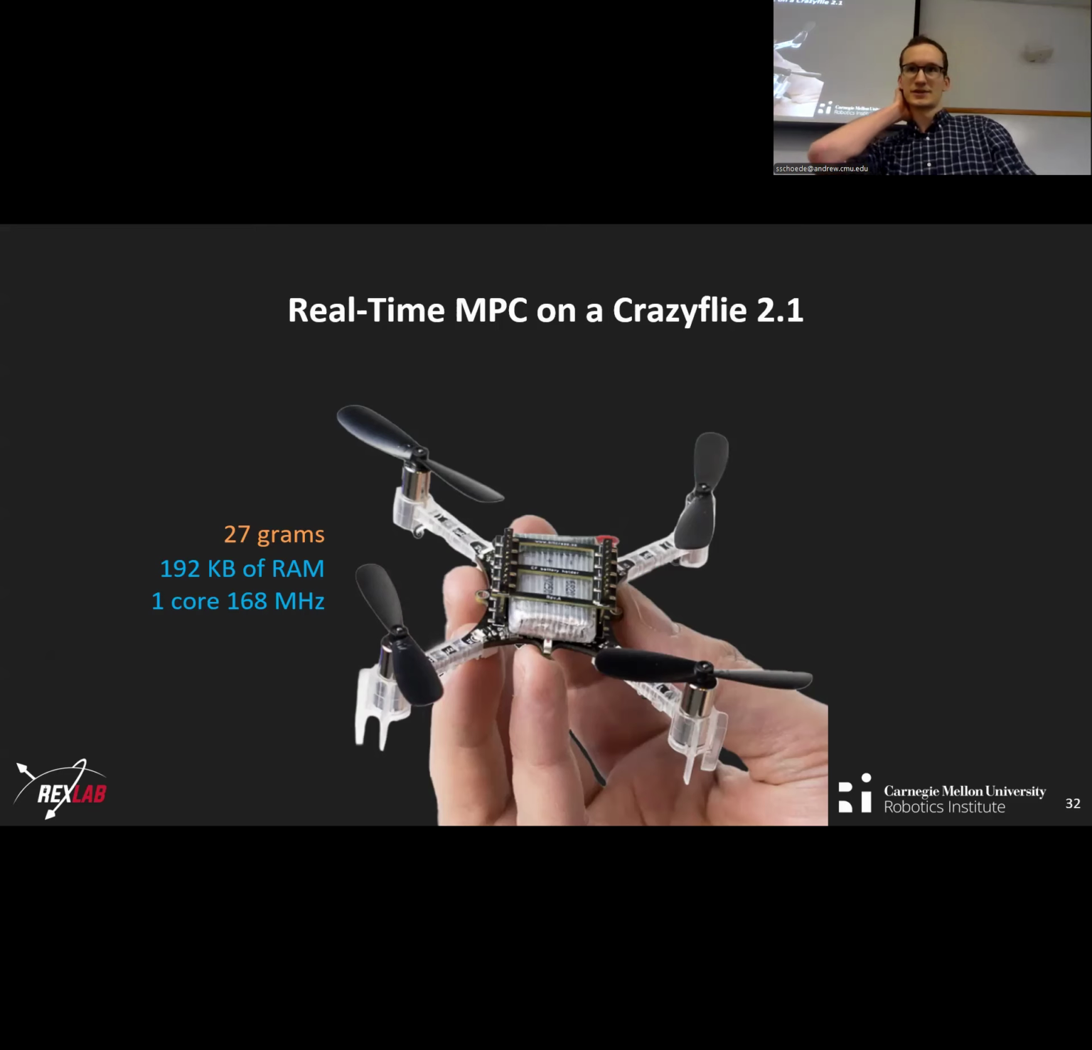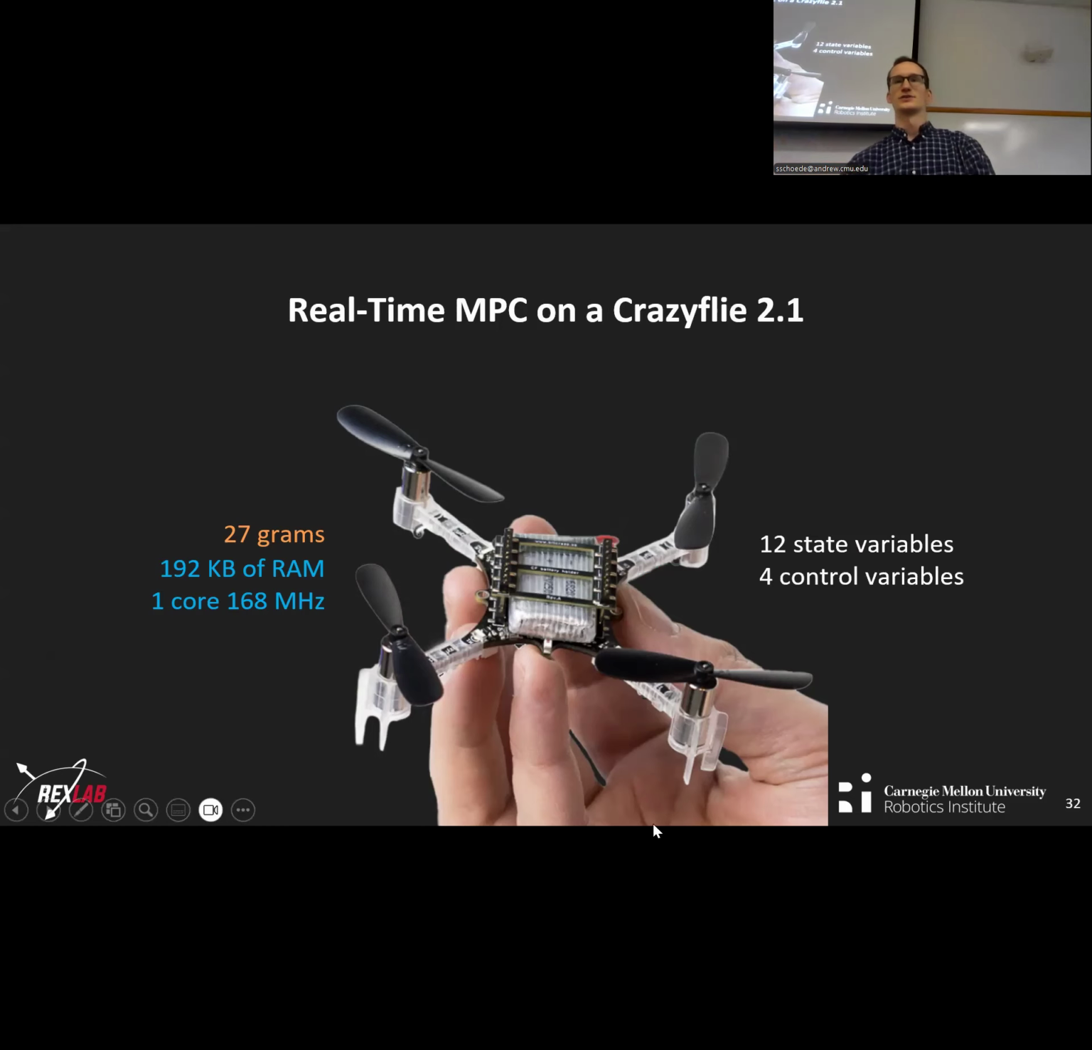Additionally, this doesn't have nearly as much RAM as the computer we tested on before. There's some overhead and stuff that goes on. So we are able to fit, I think we're using horizons of like 30 to 40 on this guy for various different things, but we change them for the different problems we're solving. And this has 12 state variables, defining a point mass with an orientation. And then we have 4 control variables, one for each rotor.